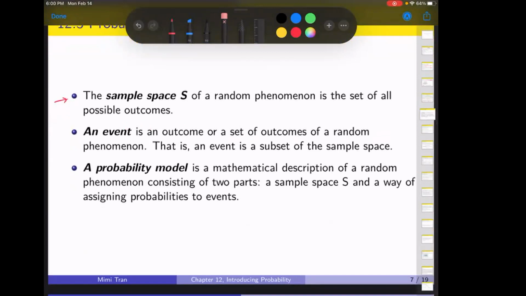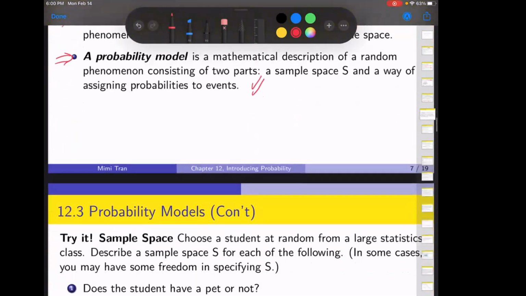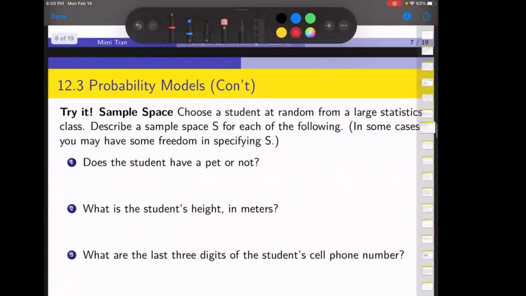A probability model is a mathematical description of a random phenomenon consisting of two parts, a sample space S and a way of assigning probability to events. This is just the two. Make sure you understand what a sample space is, I think you do. Same thing, you should understand what an event is. For this one, you have to do math to understand what that means. You don't have to remember all. I will never ever test you on the last one, all the words. But we're gonna do some math.